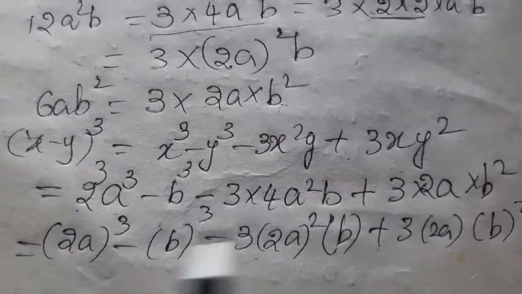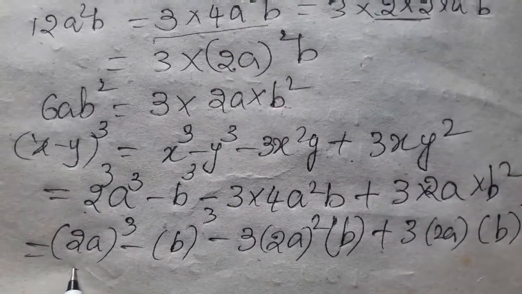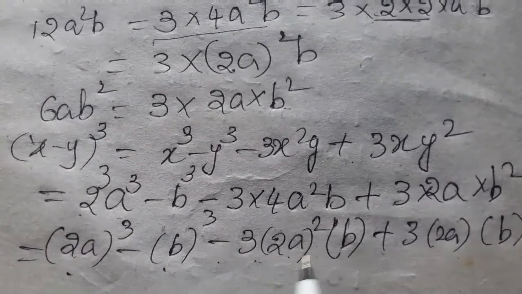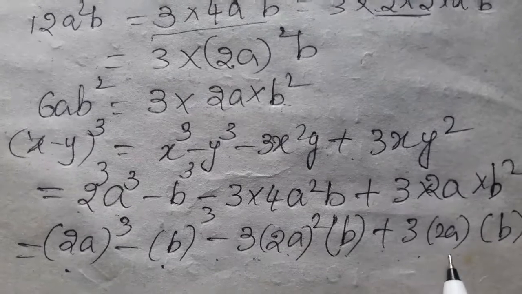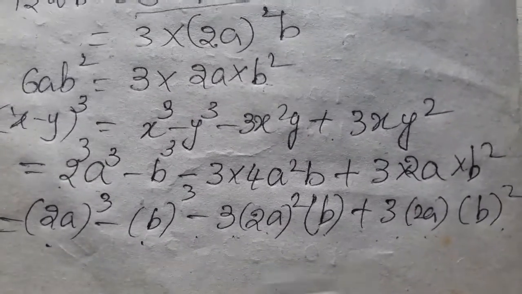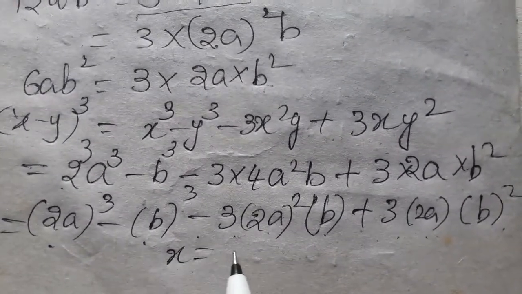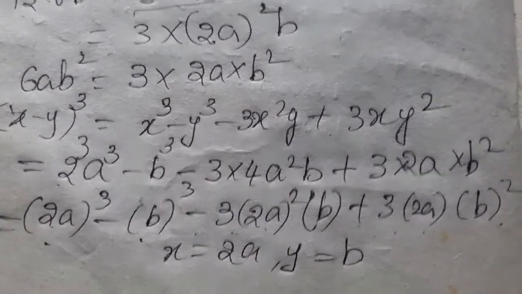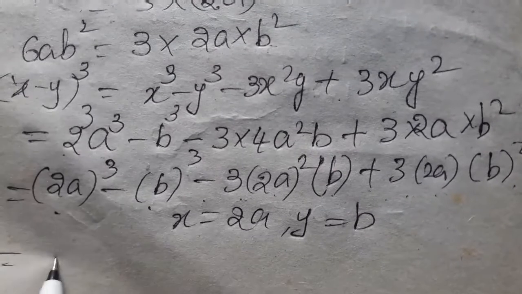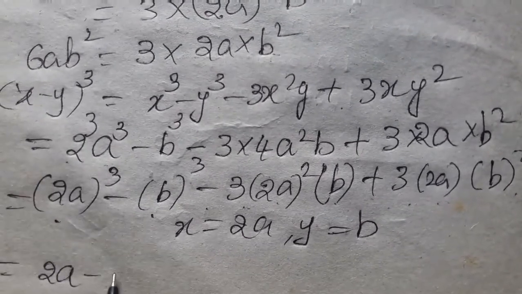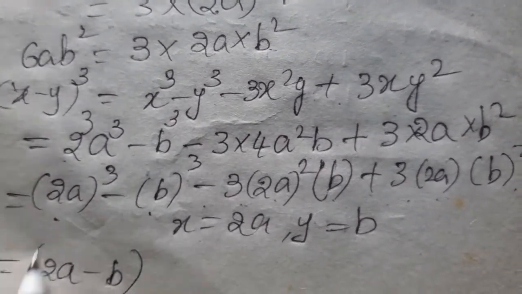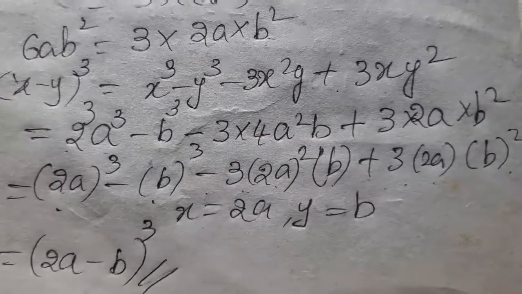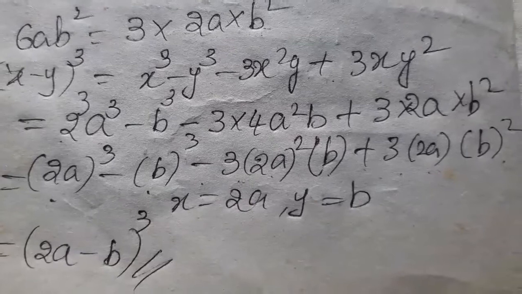This means here x cube minus y cube minus 3x square y plus 3xy square, like that. Here x is what? 2a, and y is what? b. So which format? This means (2a minus b) whole cube is the answer of the given question. Are you understood, all of you?